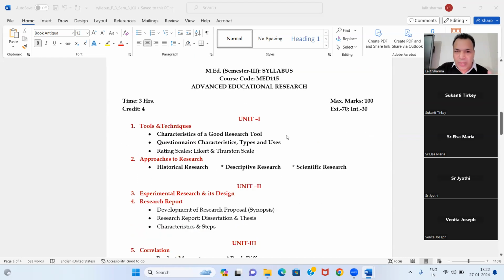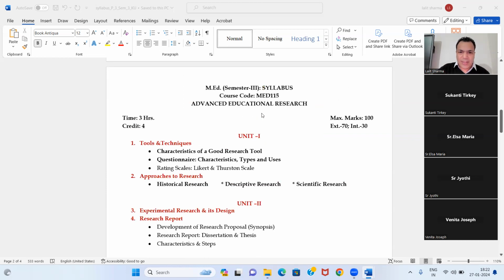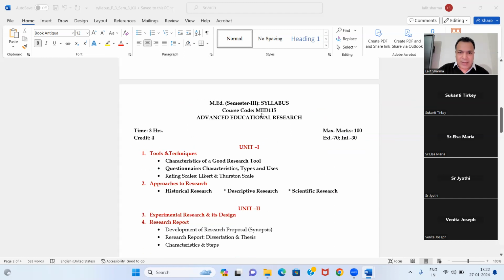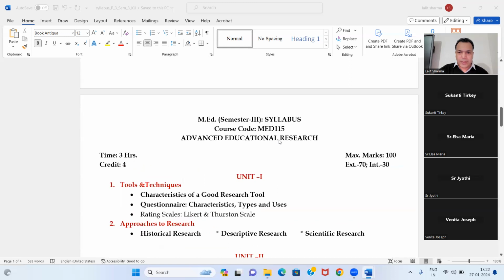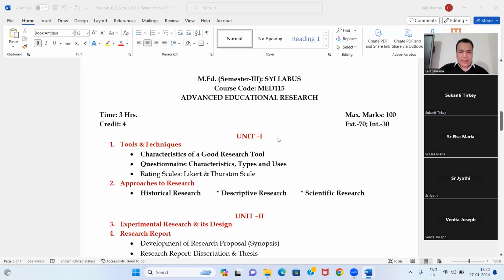First of all, as you know, this is the syllabus. We always show the syllabus, then last year's paper, then we cover all of the points. So see the syllabus. This is the syllabus of paper third, advanced educational research. I have increased the font size.